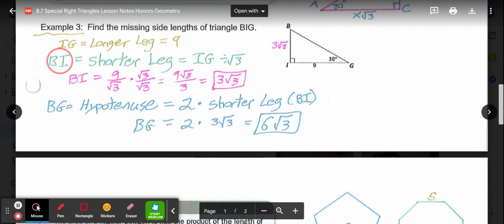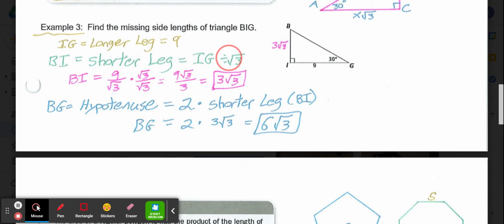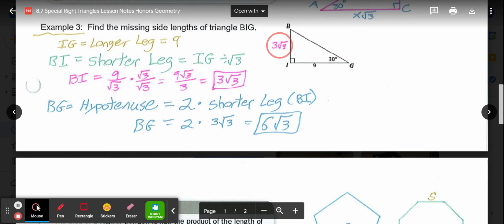So I'm going to start with BI, the shorter leg. To find BI, it's going to be our longer leg divided by the square root of 3. So we'd have 9 divided by square root of 3, which we need to simplify. So top and bottom each get multiplied by the square root of 3. So we end up with 9 square roots of 3 over 3, which then would simplify to 3 square roots of 3. So segment BI, my shorter leg, is 3 square roots of 3.